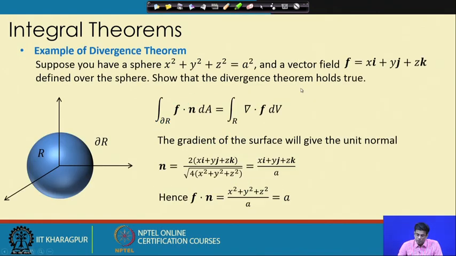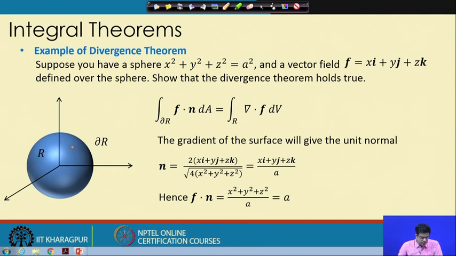Now, if we want to see some application or some examples of the divergence theorem, let us see one example where this is a sphere which is characterized by the equation x square plus y square plus z square equals a square, and its boundary is denoted by del R. Now consider a vector field over this sphere. The vector field could be anything. Let us not bother right now what this vector field could be, rather let us see whether the divergence theorem holds true here or not.